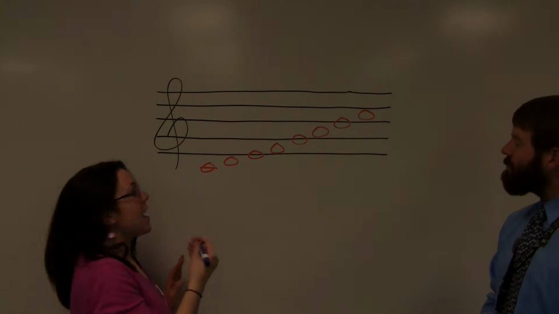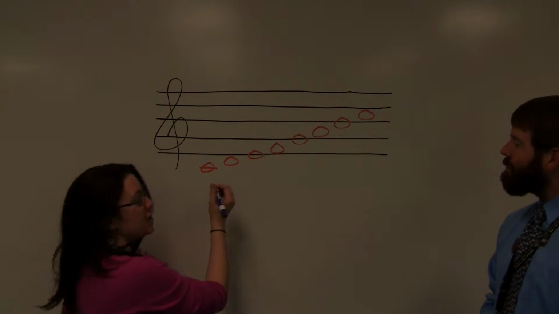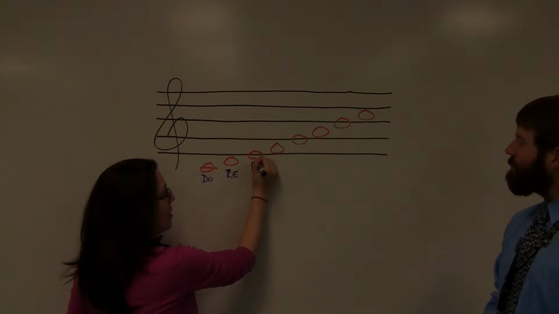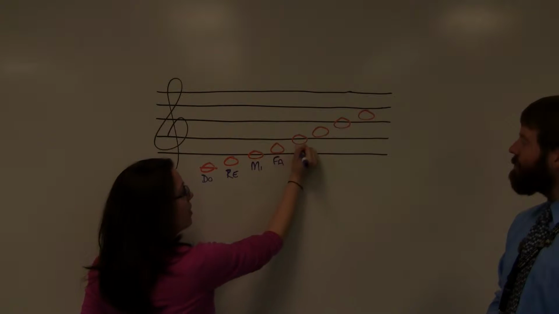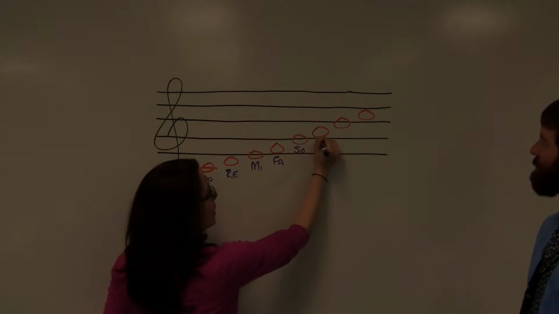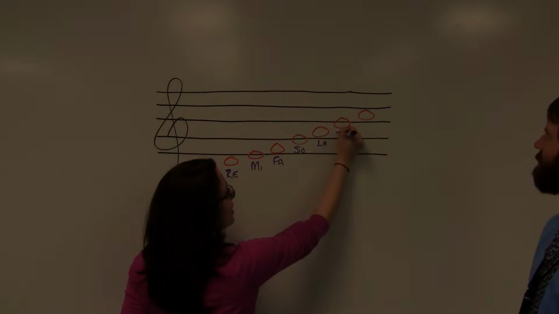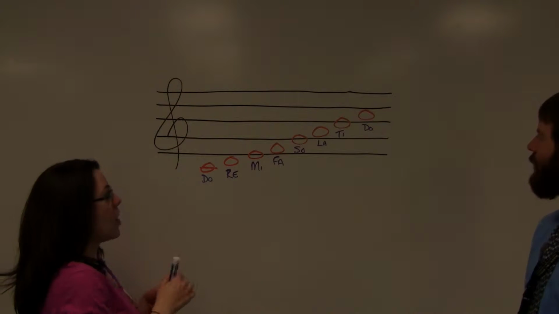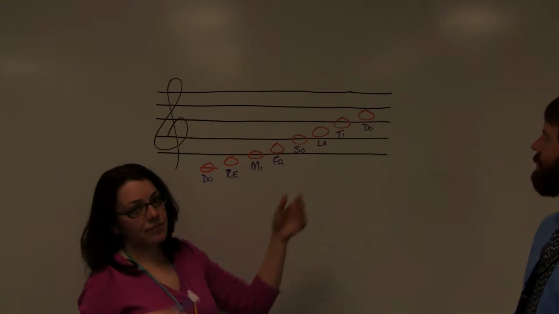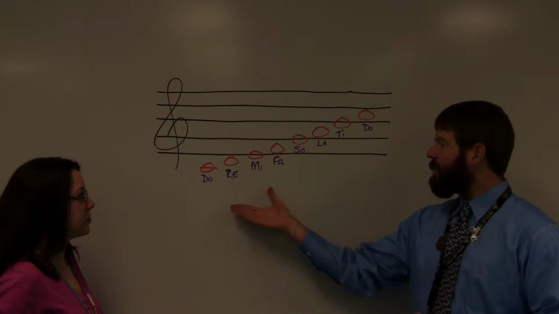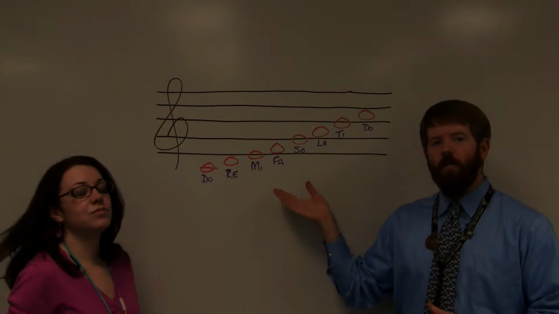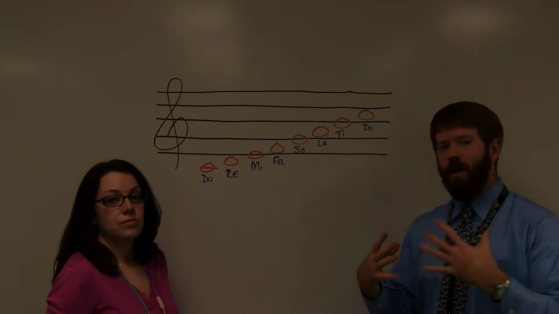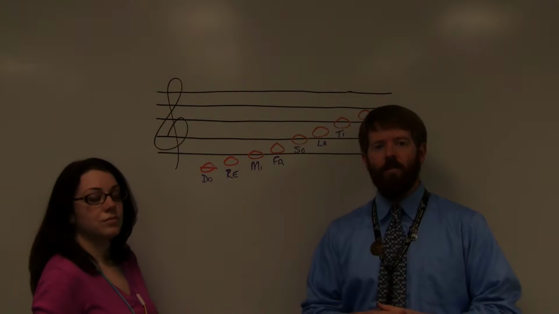Some people know this as the solfege syllables, which are do, re, mi, fa, so, la, ti, and again do. Do obviously repeats because these are both C's. And so these syllables always have the same relationship, meaning they're always the same distance from each other. And so that's why we call this the major scale, because it's a predictable pattern that happens in a lot of music.